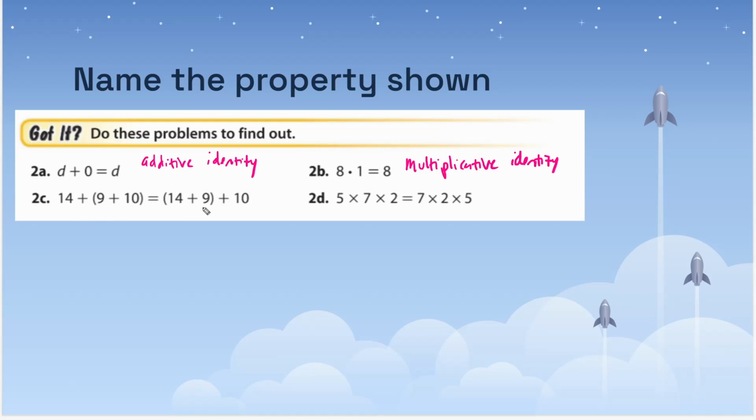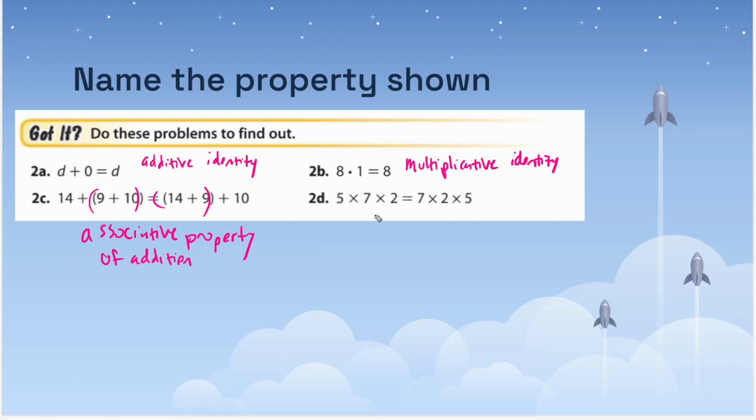Okay, here we have a grouping of 9 plus 10, and then here we have a grouping of 14 plus 9. All the numbers are the same in the same order, so we're changing the grouping, which is the associative property of addition.